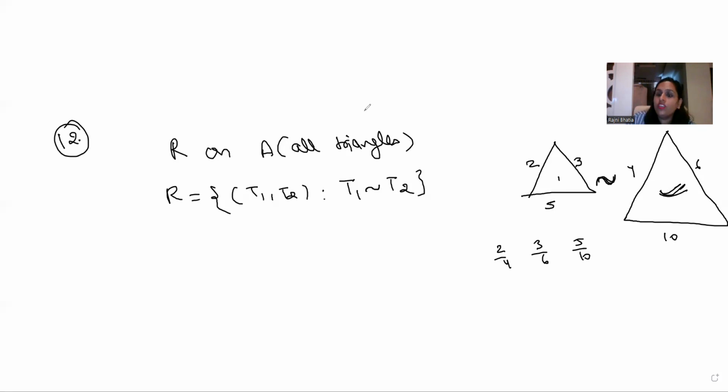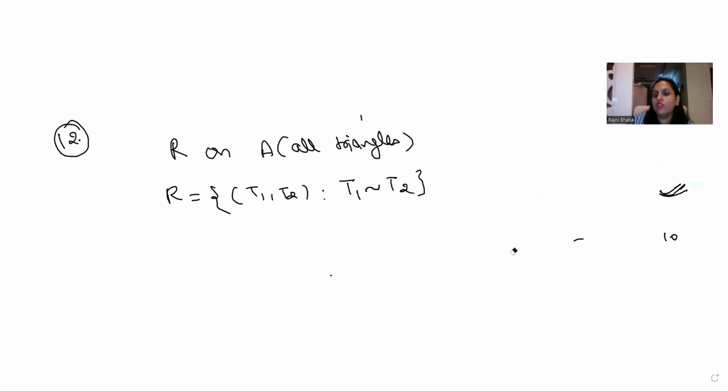And we should know the facts that we have studied in class 10th, that if two triangles are similar to the same triangle, that is, if T1 is similar to T2, and T2 is similar to T3, then T1 is also similar to T3. It's just like equality. So we should know these facts about the similarity of triangles before proceeding to this question. So we'll start with the reflexive part.